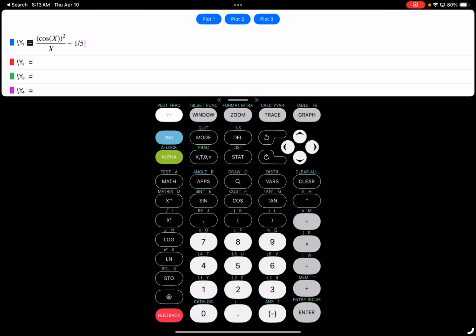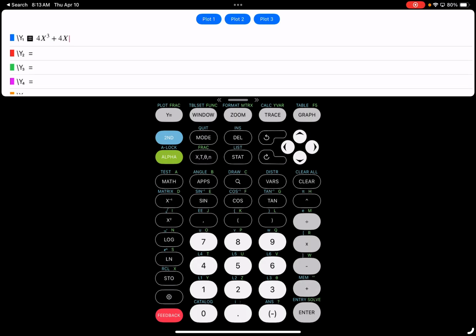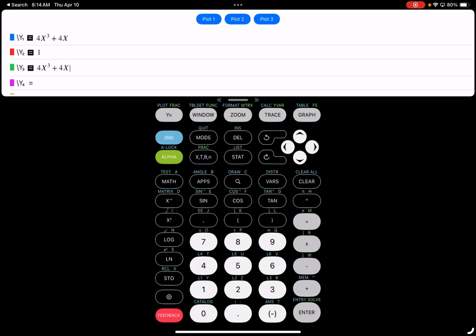So I'm going to go back to y equals. I'm going to type in 4x cubed plus 4x, and I want to see where that equals 1. Then I'm going to go to y3 and type in the derivative when it was set equal to 0, not when it was set equal to 1. So it was 4x cubed plus 4x minus 1. Now, you don't have to do both ways on the AP exam, but I'm going to show you both ways work. So the first way is to see where the red and blue intersect.